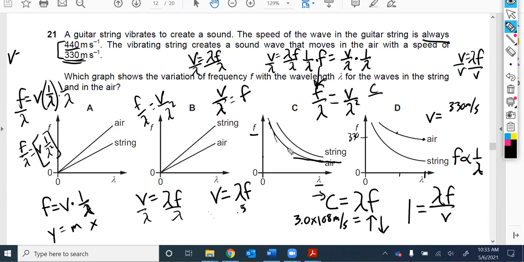Now the string has a wave speed of 440, while the sound wave that moves through the air is 330 meters per second. So the air is slower than the string. So this is a higher wavelength and a higher frequency, and so that's going to give us a faster speed. Maybe that's all we needed at that point, was just to say, look, the string speed is faster than the air speed. And so look, at a higher wavelength and a higher frequency, wait a minute, both are higher.